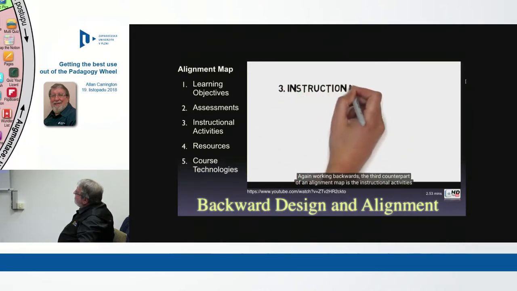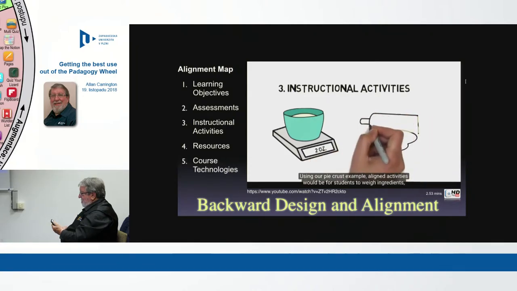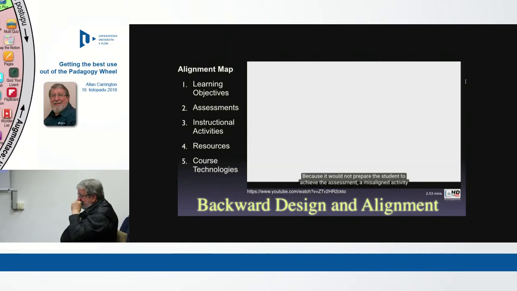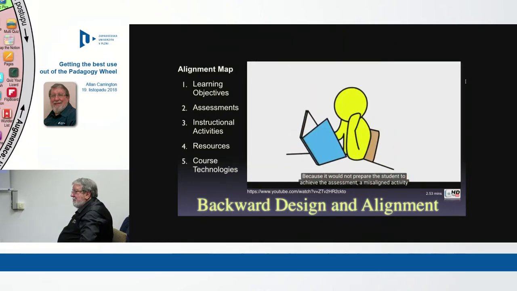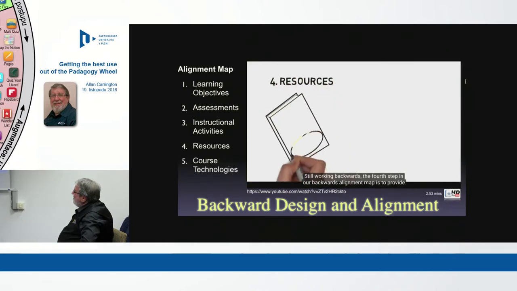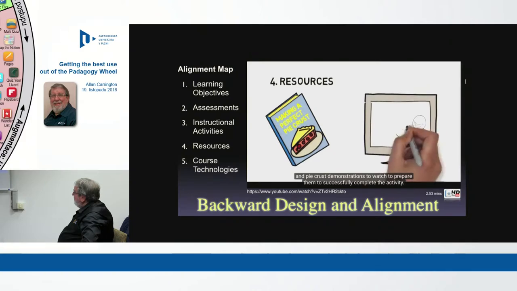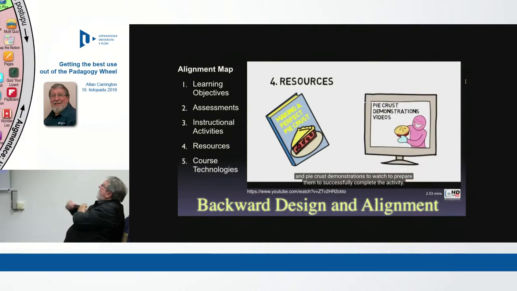Again, working backwards, the third counterpart of an alignment map is the instructional activities that prepare the student to achieve success on the assessment. Using our pie crust example, aligned activities would be for students to weigh ingredients, roll pie dough, etc. Because it would not prepare the student to achieve the assessment, a misaligned activity for this particular objective would be to read an article on the history of pies. Still working backwards, the fourth step in our backwards alignment map is to provide resources that will help the student do the instructional activities. For instance, in order for a student to make a flaky crust, you may assign text to read and pie crust demonstrations to watch to prepare them to successfully complete the activity.